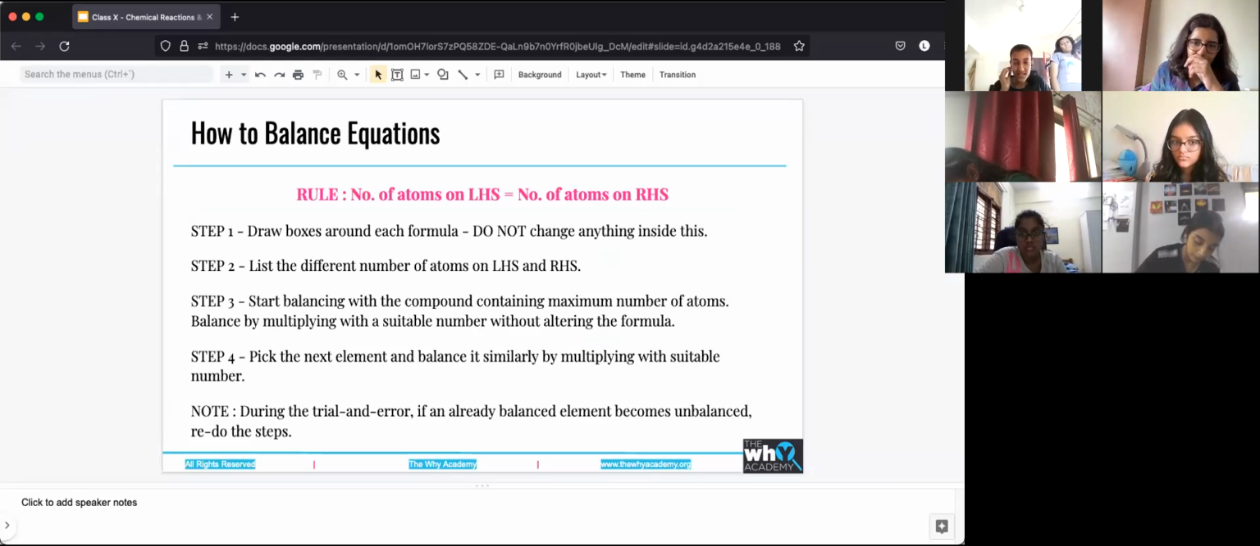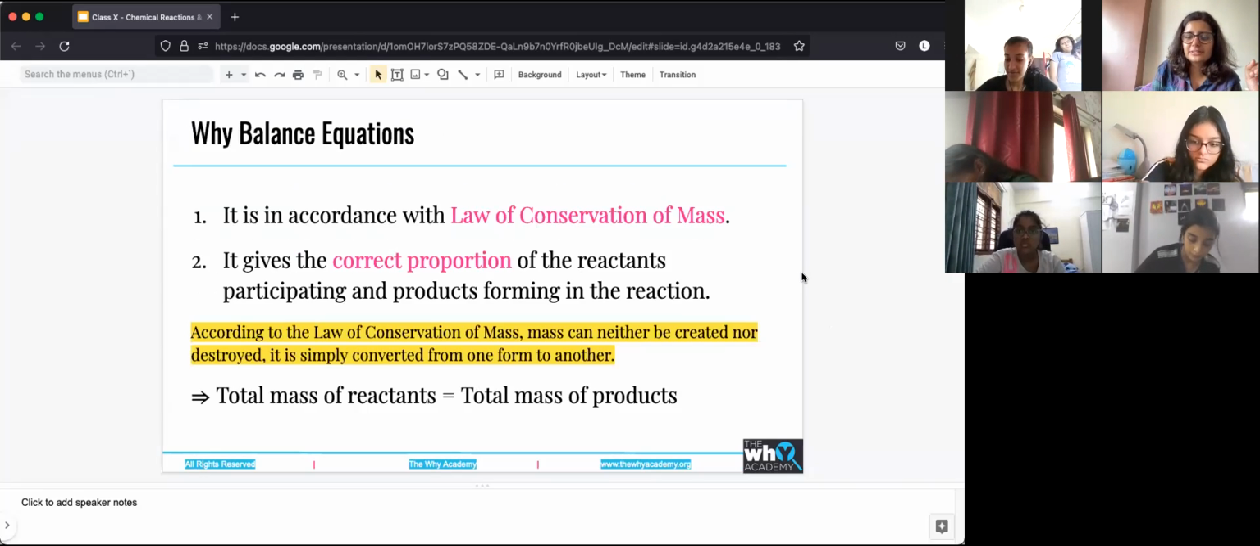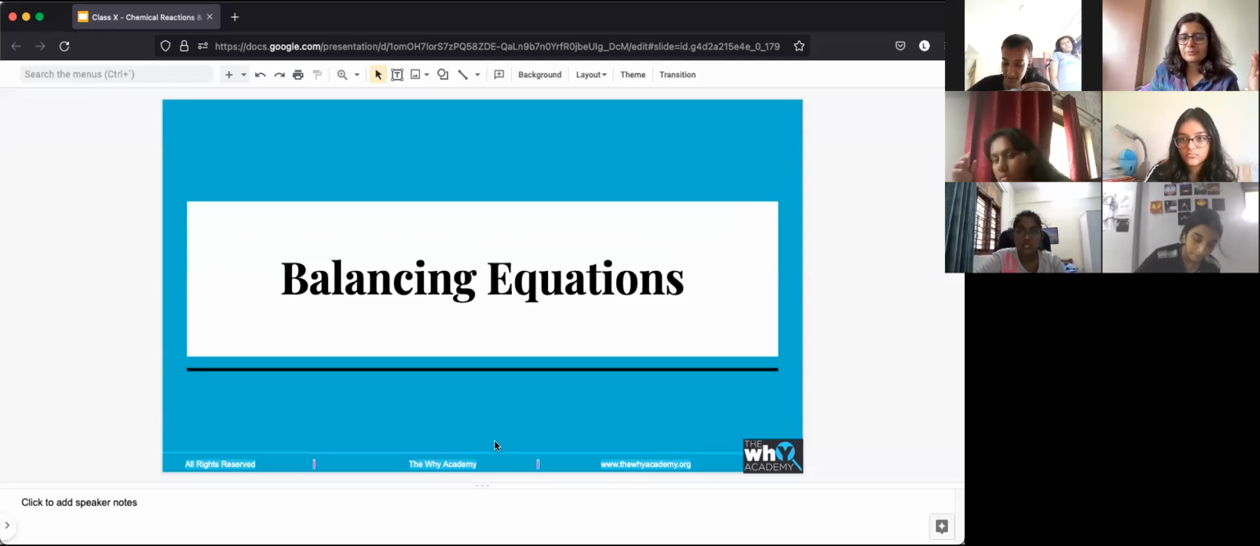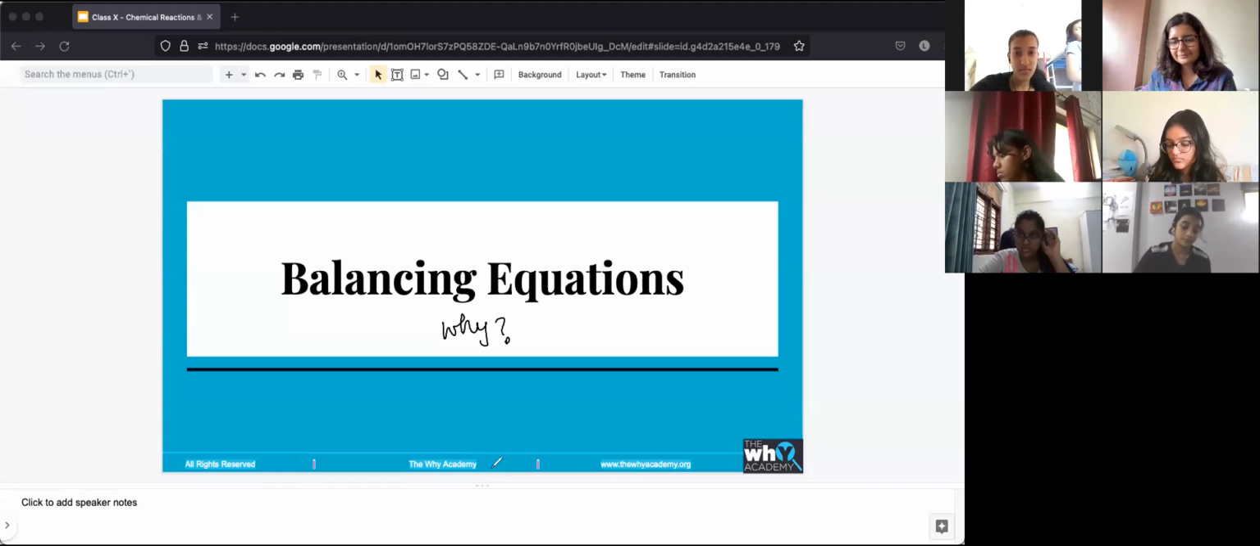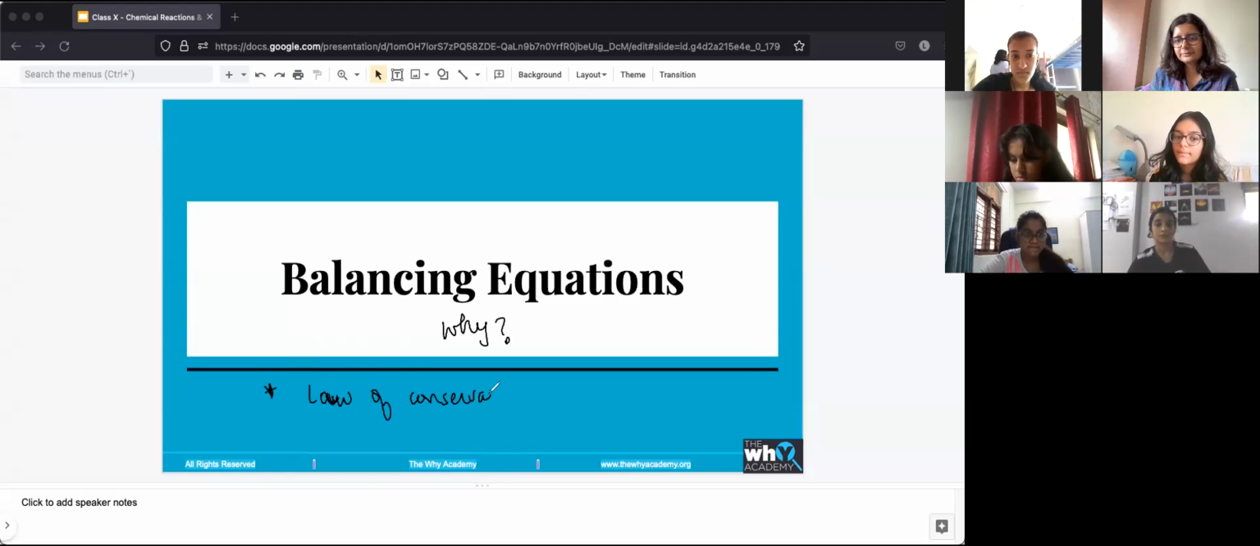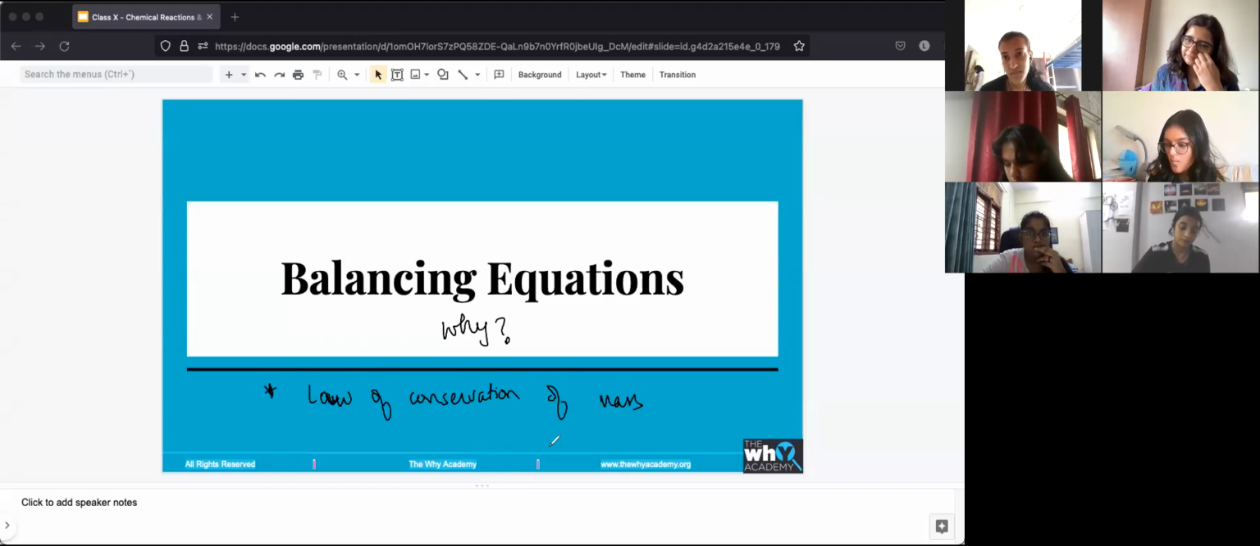The whole point of balancing equations is, okay, why do we balance equations? I think we discussed this last class. It is needed to present the correct quantities of the substances involved according to the law of conservation of mass. Do you guys remember what the law of conservation of mass is? The mass of reactants should be equal to the mass of products.